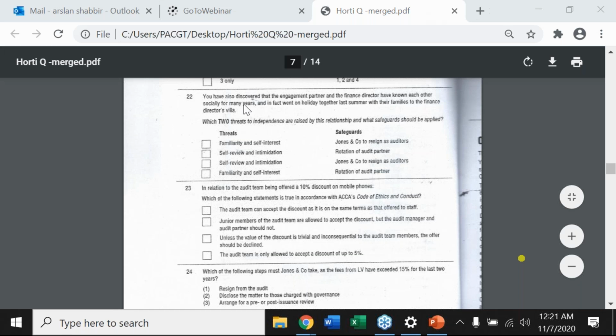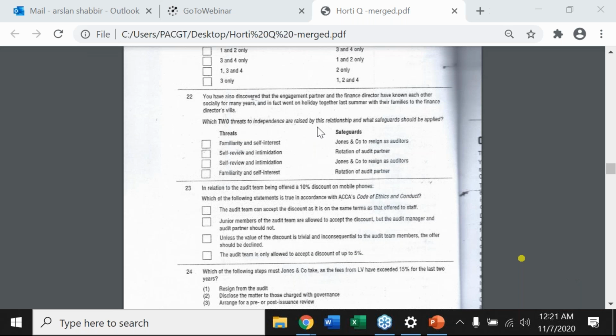Now, you have also discovered that the engagement partner and the finance director have known each other socially for many years, and in fact went on holiday together last summer with their families to the finance director's villa. Two threats to independence are raised by the relationship, and safeguards should be applied. So, what should be the threat here?